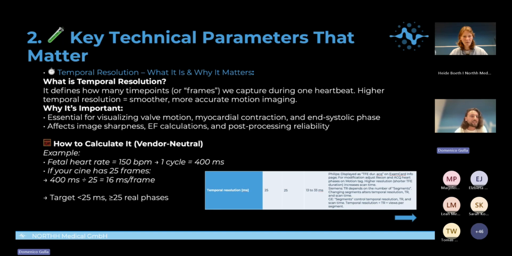And here is also an example of how it's possible to calculate the temporal resolution. Of course, for the temporal resolution in the fetus, we are talking about a heart rate in the range between 110 and 170 heartbeats per minute. And of course, we suggest a temporal resolution for that. I'm really happy to support the customer if they need to improve that.